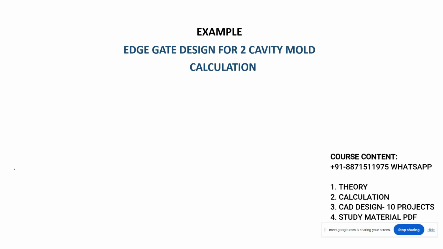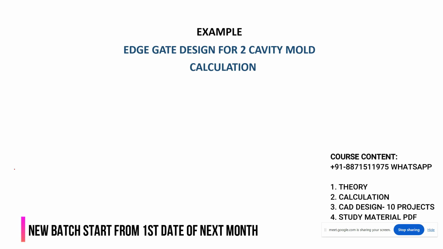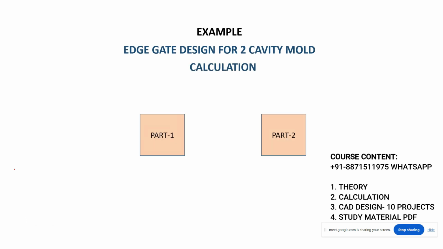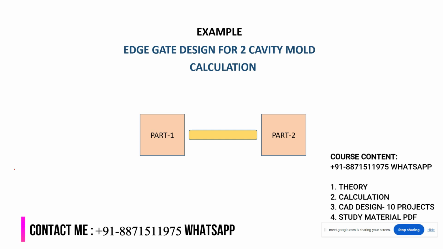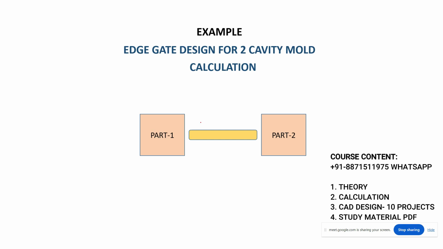Just for an example, edge gate design for a 2 cavity mold calculation. See here, we have a part 1 and part 2. We have to design depending upon the part weight and the length. How to decide the runner diameter? Tell me the formula for the diameter.